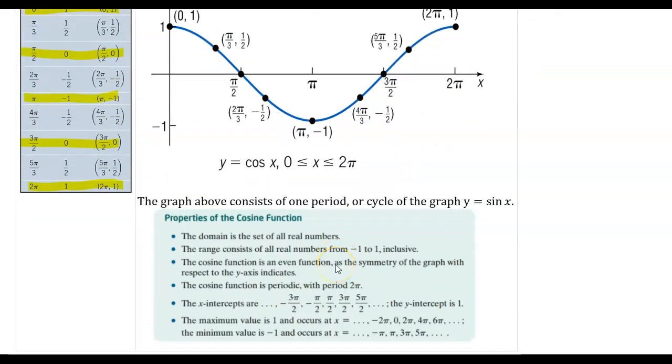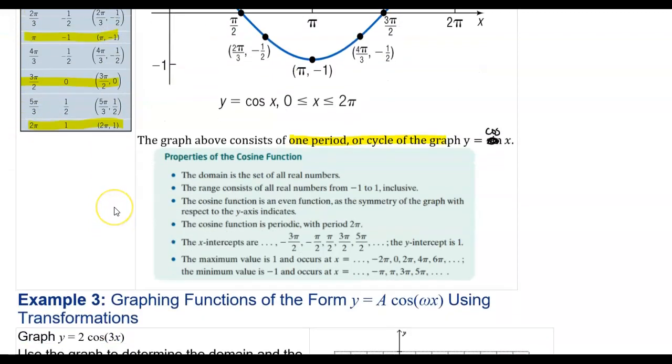One period, or one cycle of the graph is still, this is what happens when Miss Younger copies and pastes, cosine x. The domain is still the set of all real numbers. The range is still negative 1 to 1 inclusive. Cosine is an even function, so it has symmetry across the y-axis. It is periodic with a period of 2 pi. And then we have our x-intercepts and our maxes and our mins.